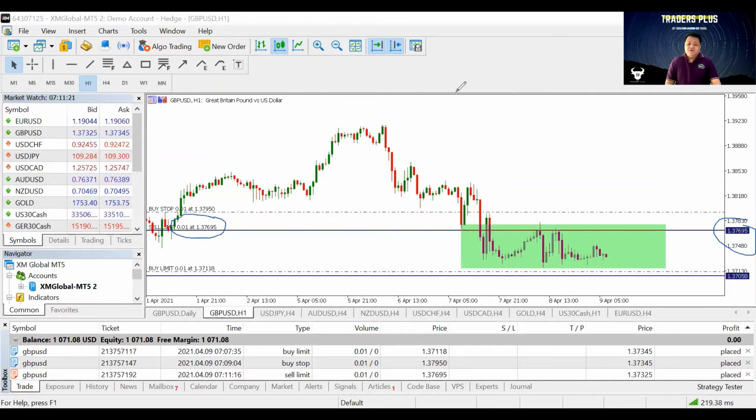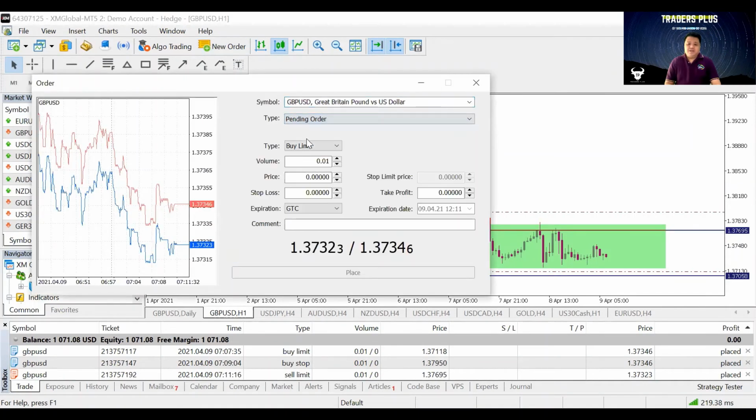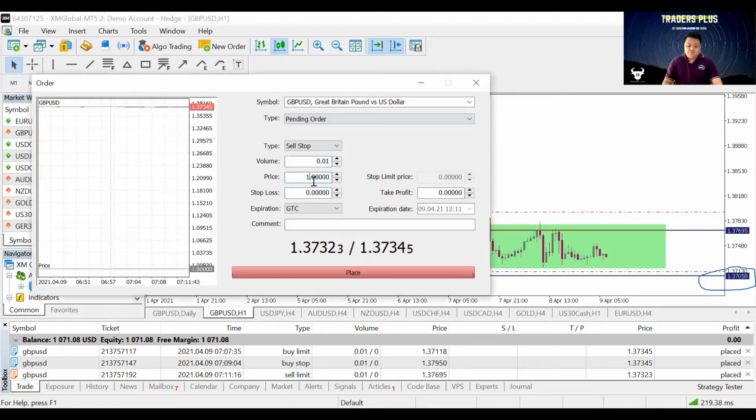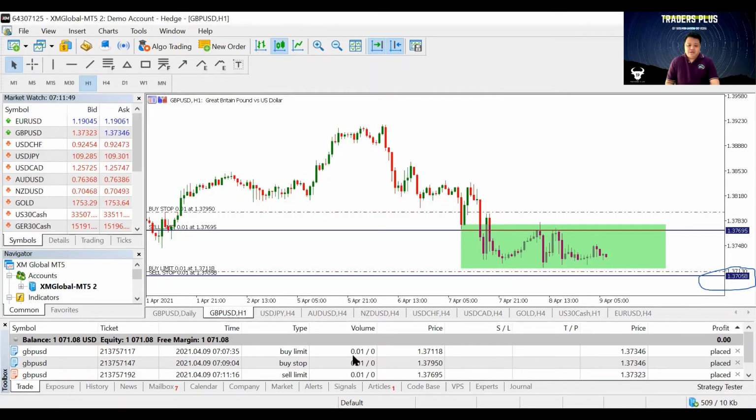Okay. Now let's place your sell stops. New order. Change it to pending. And then sell stop. Where is the price that you want to enter? 1.37058. Okay, so pumunta ka dito. 1.37058. There. Okay, so you can see the sell stop right there.